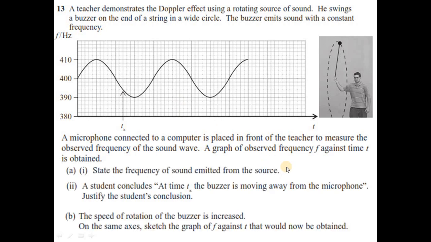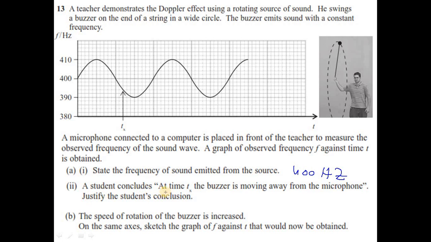State the frequency of sound emitted from the source. The sound emitted from the source is the original frequency without any change or any effect of the Doppler effect. That means this 400 is the frequency of the sound without any change. So the frequency of the sound is 400 Hertz.